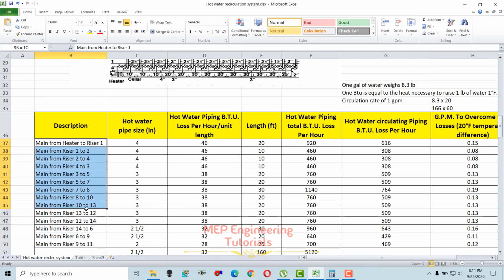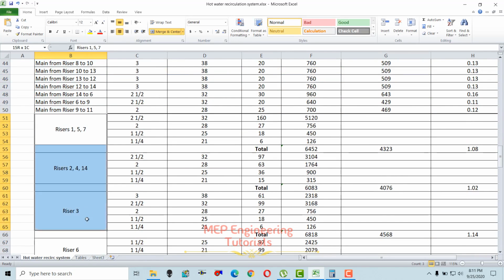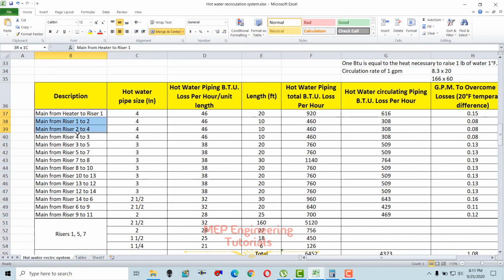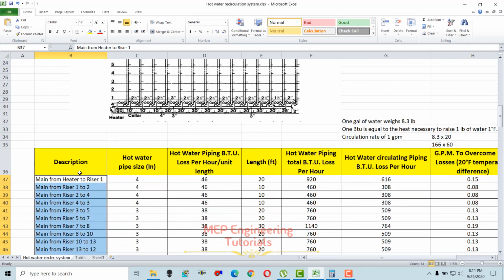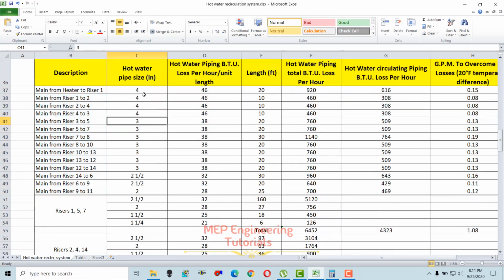So I have to write all the risers here, and the main also. These are the risers, and this is the main from one riser to another riser. That means this is the horizontal pipe. You can see this is the horizontal pipe for recirculation.